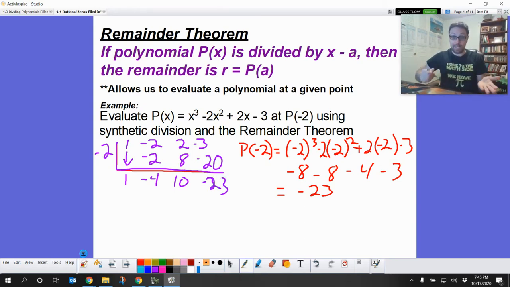They both got the same thing. By synthetic division, I found the remainder, negative 23. And I could just find that by plugging it into the polynomial. Both of them, it's the same way to get the same answer. Is there a remainder? Yeah, it's negative 23. You can do it with synthetic division, like actually dividing, or I can just plug in the value and it tells me what the remainder is.